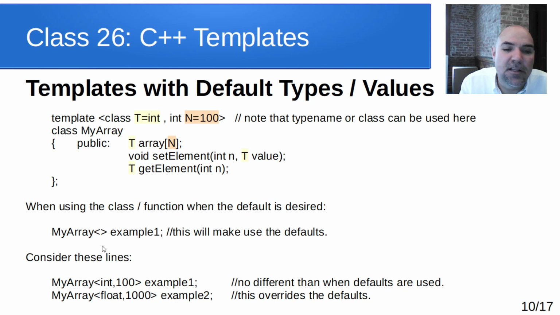Now, when we're using a class and we want to use the defaults, you can just do empty square brackets like that, my array, empty square brackets, because if we're not sending anything in, it'll just use the default types. But if we want to override that, this empty is the same as if I said int and 100, like we have down here. But if I want to override that, I can say, you know what, instead of 100 integers, let's make 1,000 floats. We could do that like we have down here.